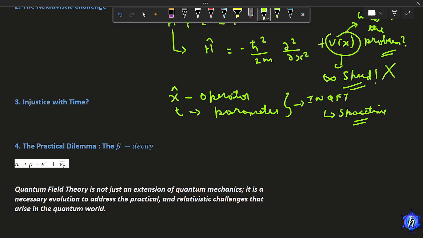So quantum field theory is not just an extension of quantum mechanics. You need to realize it. It is a necessary evolution for us to address the practical and relativistic challenges that arise in the quantum world.